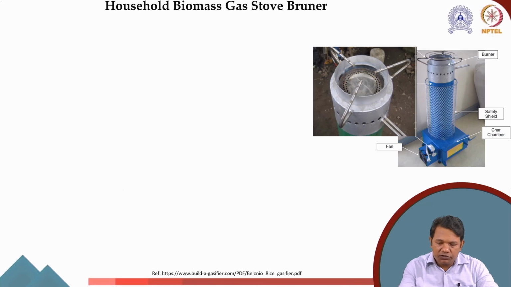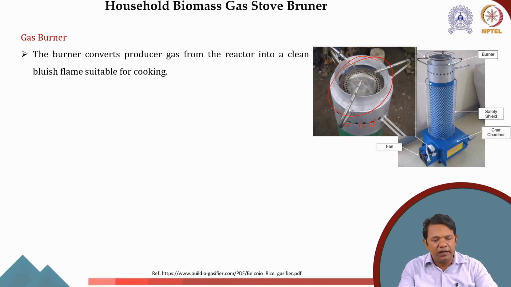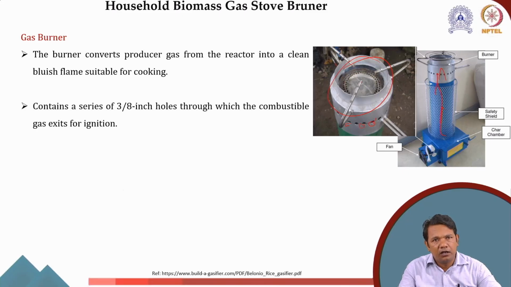Then the most important part is this gas burner. Herein we have the secondary air holes, you can see. Here you will torch and ignite to produce the flame. So if I talk about the gas burner, it converts the producer gas coming from this reactor to a clean bluish flame suitable for cooking, and it contains a series of 3 by 8 inch holes through which the combustible gas exits for ignition.